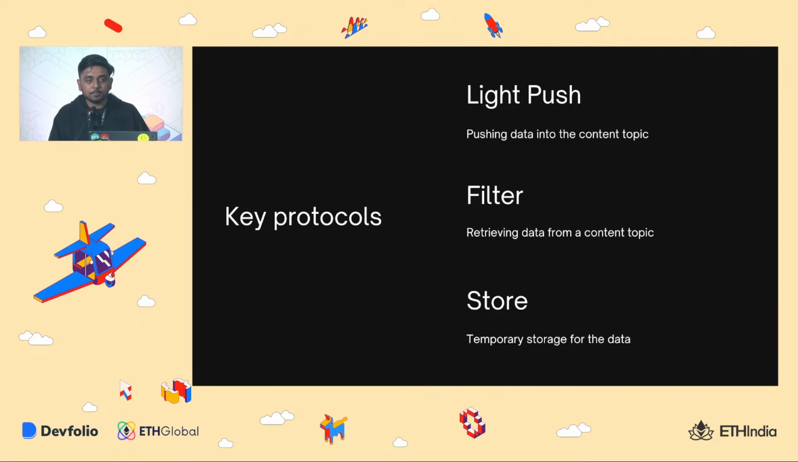The first one is Light Push, which can be used for pushing data into a content topic. Filter can be used for retrieving data from a content topic, and Store is a temporary storage protocol. At this point, I also wish to mention that Store is not meant to be exploited. It's not something for long-term storage. Since Waku is a communications protocol, it's better to use something like IPFS or Codex for maintaining your long-term storage needs.